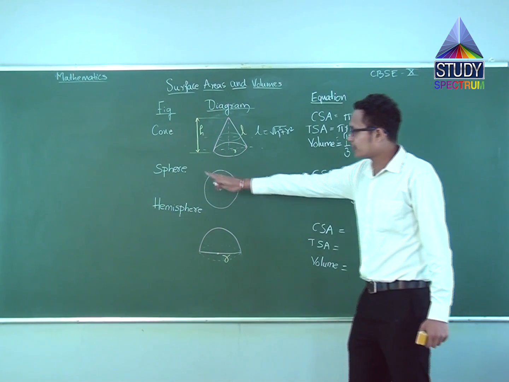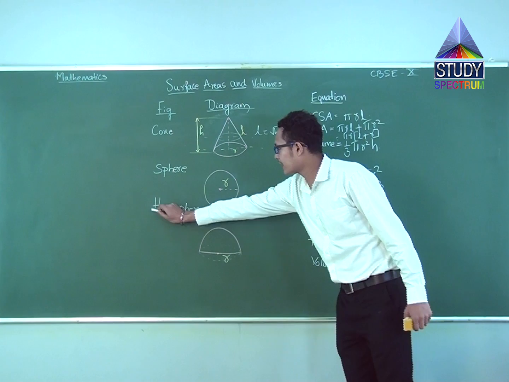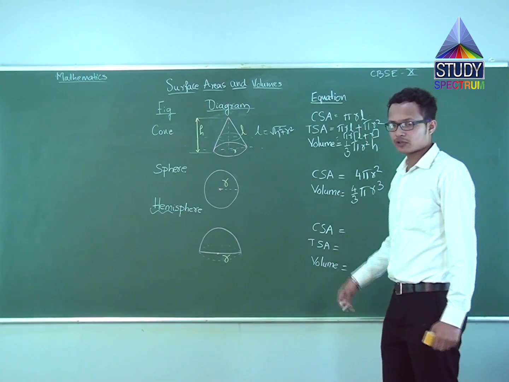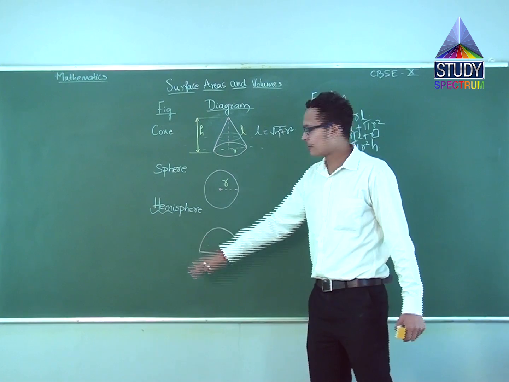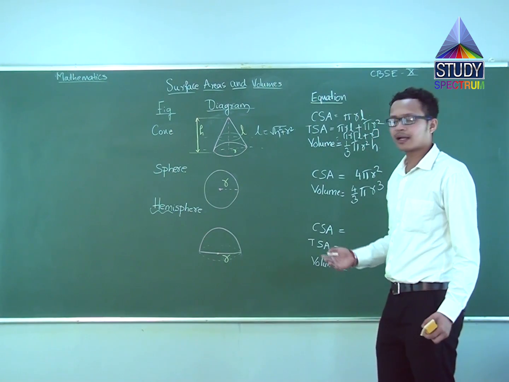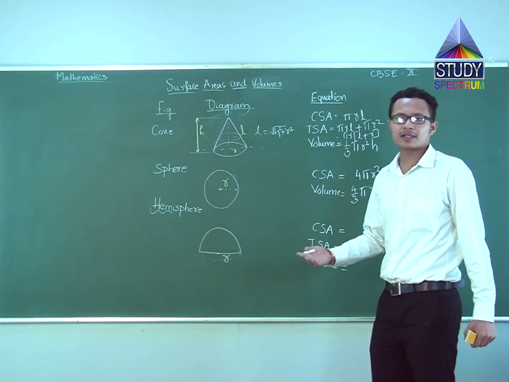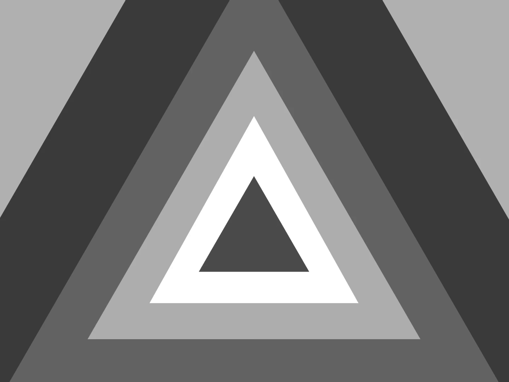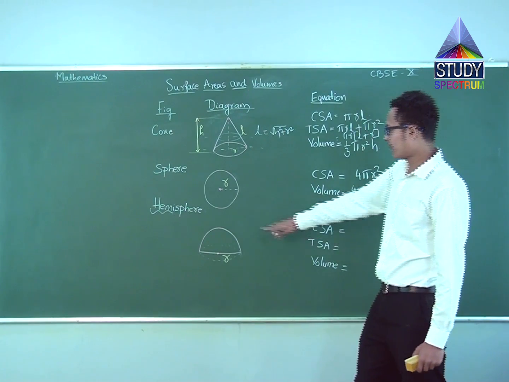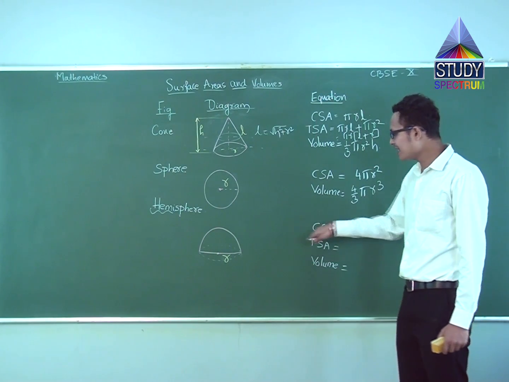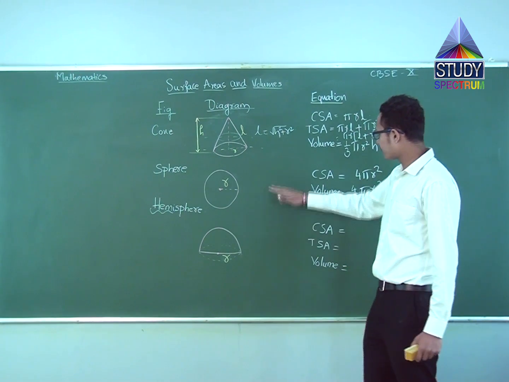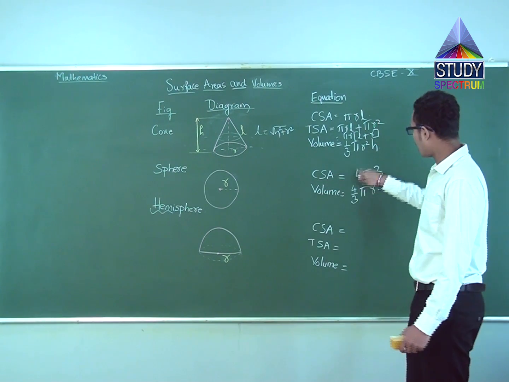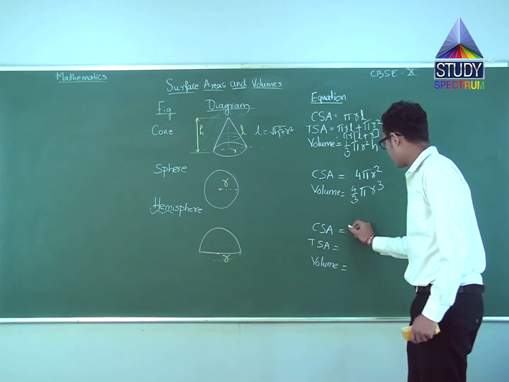Hemisphere. Sphere, hemisphere. Look at this word hemi, which means half of the sphere. But when I say that, it shouldn't be a semicircle, it should be hemisphere. Alright, back to hemisphere. We are dealing with curved surface area, right? Curved surface area is half of the curved surface area of the sphere. Half of 4 pi r square is 2 pi r square.